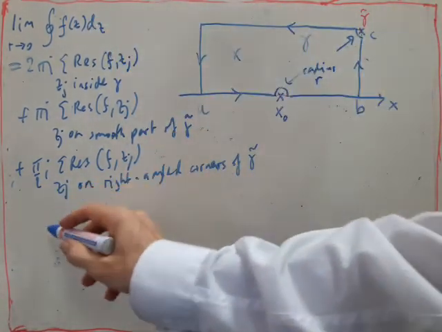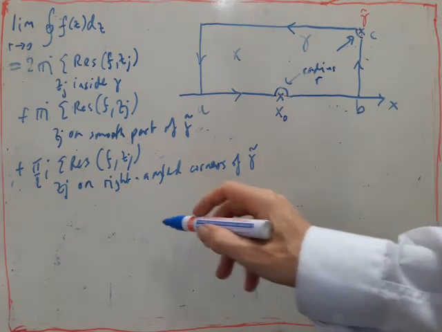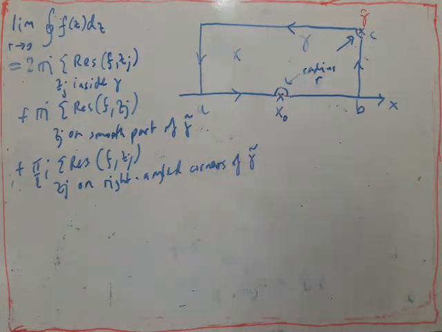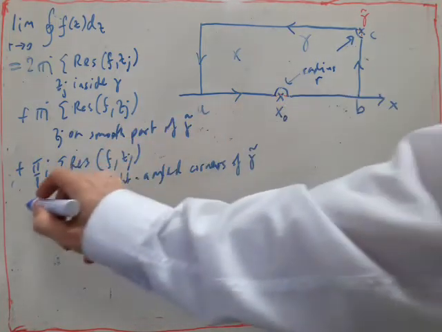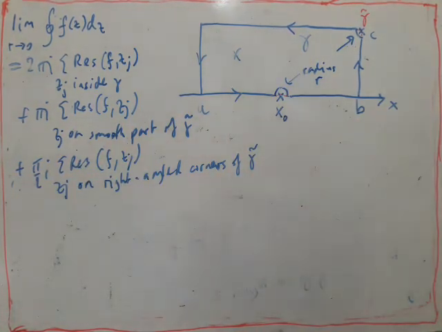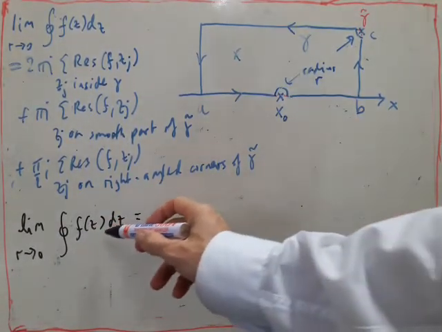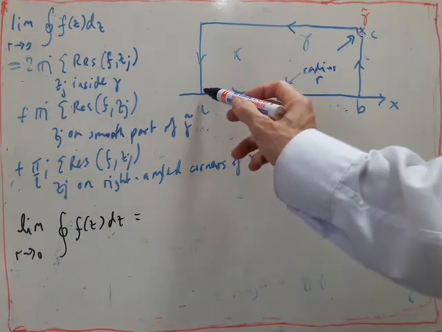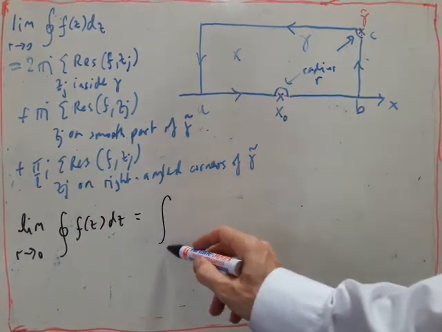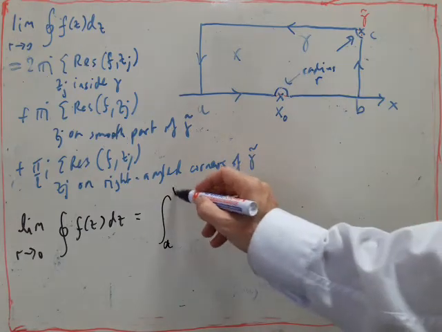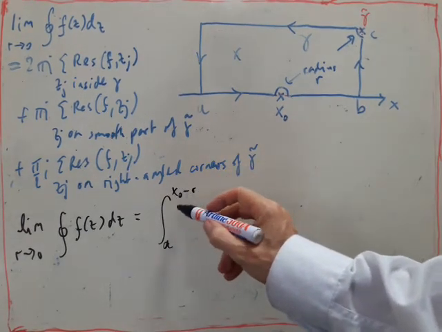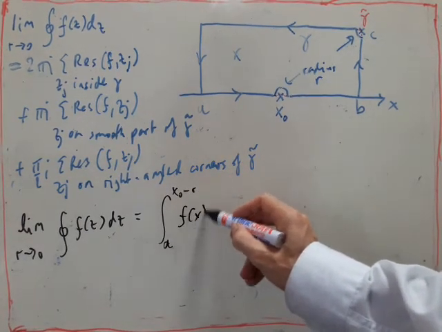So the left-hand side, okay, so this is what we're trying to prove. So now, okay, write it out again. So what does this give us? Well, it gives us the integral from a to x naught minus r of f of x dx.